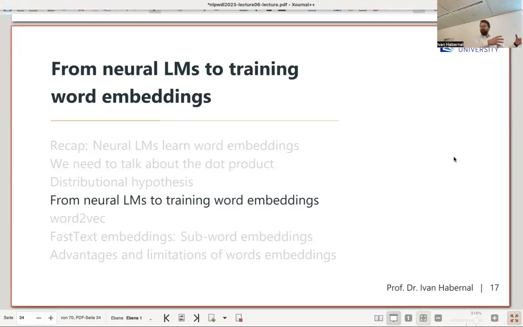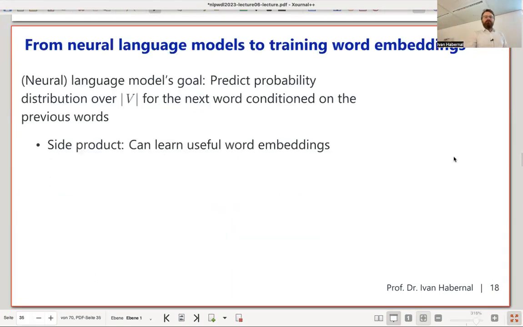So let's move from neural language models, which train word embeddings as a byproduct, to actually trying to learn good word embeddings, faster or better. Because the neural language model's goal was to predict the probability distribution over the vocabulary for the next word, conditioned on the previous words. Right? We take "I want to go", the vocabulary, and a probability for each word to happen, where "home" should be more likely and the others not. Okay. So as a byproduct, it learns some useful word embeddings.